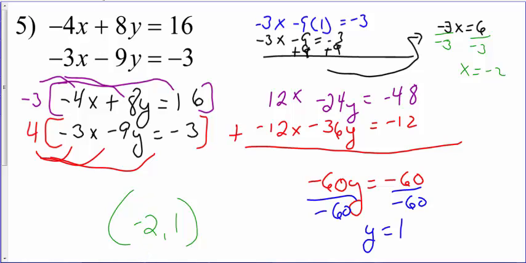-2 comma 1. So let's kind of recap. I had two equations. I couldn't just multiply one to get a coefficient of the opposite sign of the other. So I had to multiply both equations. And the one that I tried to eliminate was the x, because it's sitting right here up front, and that's the easiest one to do.